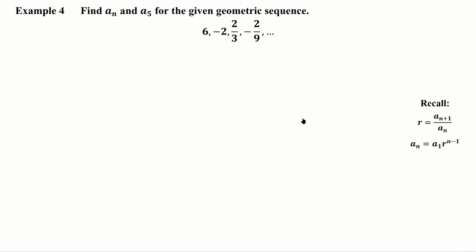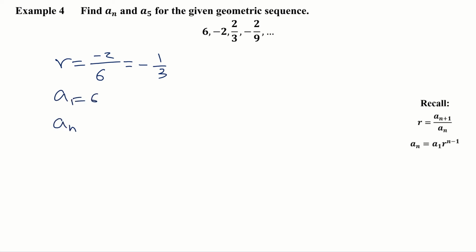All right, so here we'll find r first. Again, I can divide any pair of consecutive terms, but why not just go with the first two, because that'll be the simplest scenario. So I get a2, which is -2, divided by a1, which is 6. So we end up with -1/3 for the common ratio. And we do know the first term, that's 6.